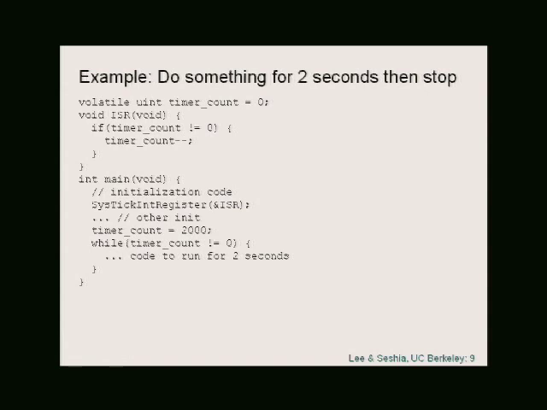This code would not do what we're supposed to do, right? The specification says do something for 2 seconds and then stop. But if the code itself takes longer than 2 seconds to run, then clearly it's not going to satisfy the specification, right? How can you tell if the code is going to take more than 2 seconds? Yeah. Check the value of the timer and see if it goes less than 0. You can check the value of the timer.